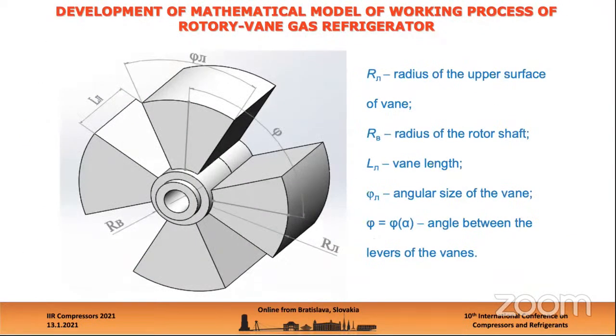Development of mathematical model of working process of rotary vane gas refrigerator. Let us first analyze the energy characteristics of the machine, which implements an ideal cycle. Then, to determine the characteristics as close as possible to those of a real machine, consider its cycle with the diabatic processes of gas compression and expansion.